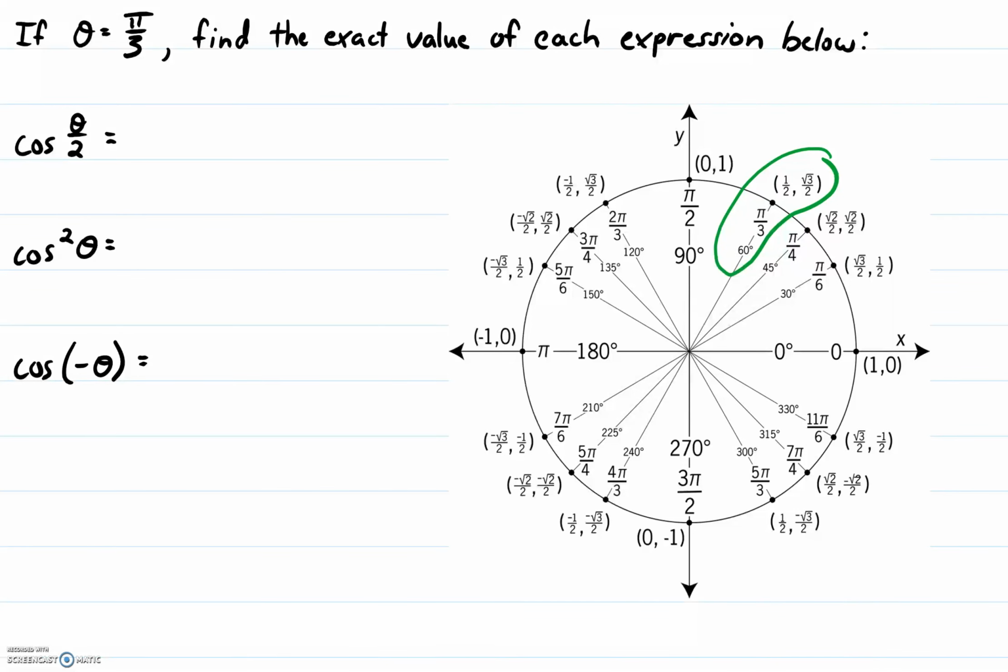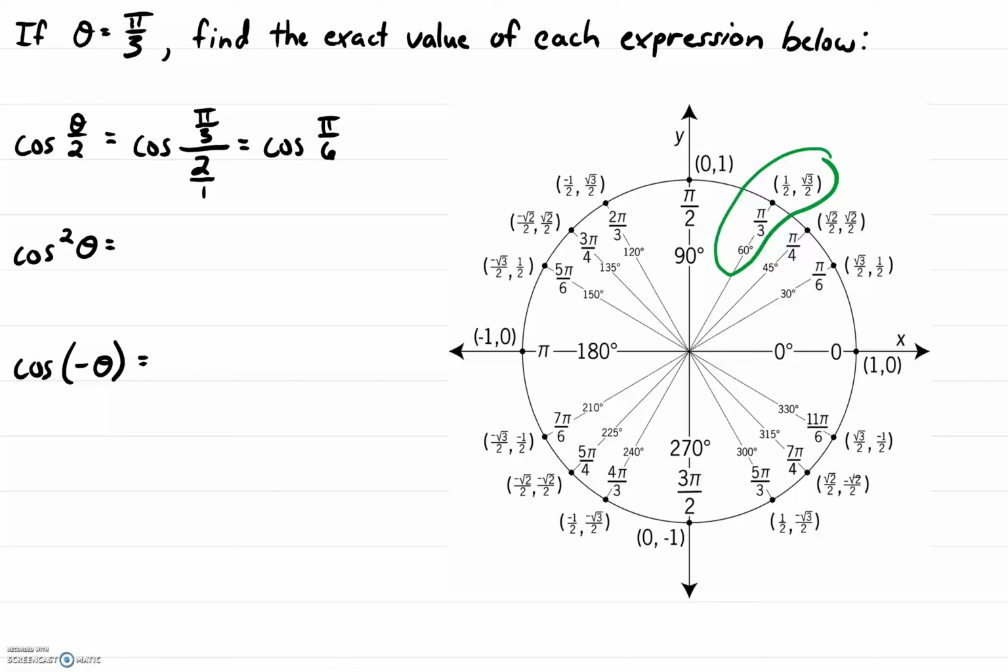Now we know that theta is equal to pi over 3, so really we can rewrite this problem as the cosine of pi over 3 divided by 2. And then if you simplify this, 2 is the same thing as 2 over 1, and if you multiply by the reciprocal of the denominator, since we're dividing fractions, this becomes cosine pi over 6. And so cosine theta over 2 is the same thing as finding the cosine of pi over 6.